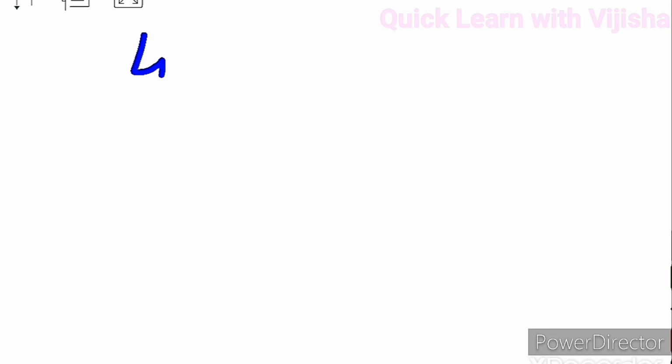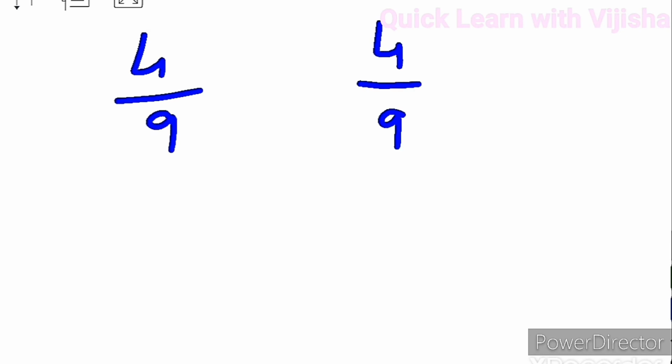12th question is a direct one. 4 upon 9 and 4 upon 9. Both the values are same, so we will put an is equal to.